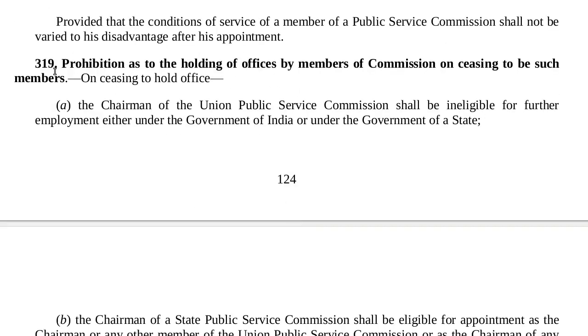Article 319, prohibition as to the holding of offices by members of commission on ceasing to be such members. On ceasing to hold office: (a) The chairman of the Union Public Service Commission shall be ineligible for further employment either under the Government of India or under the Government of a state.